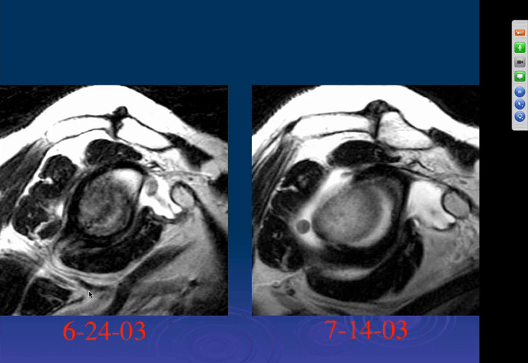Brian, here. These are just studies on two different days. We see a rounded low signal body in the subscapularis recess on the first image, and on the second there's one in the posterior joint. This could be one of these bodies moving around. So it just shows it can move around.